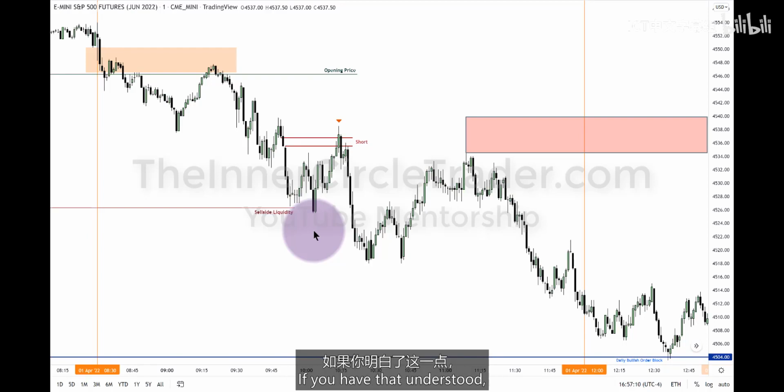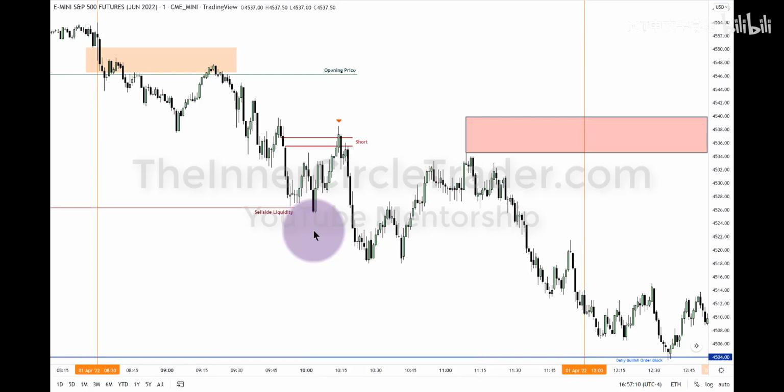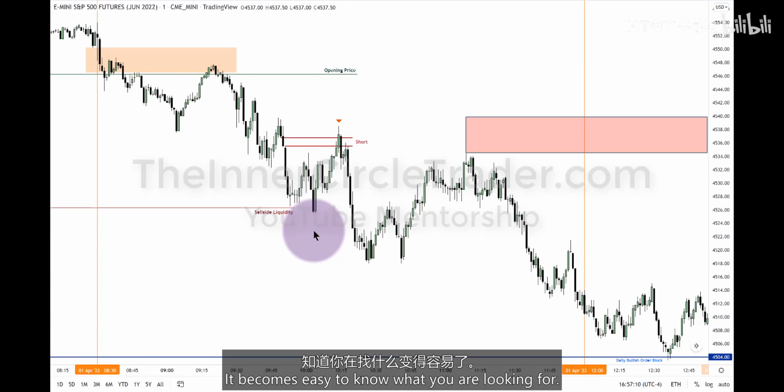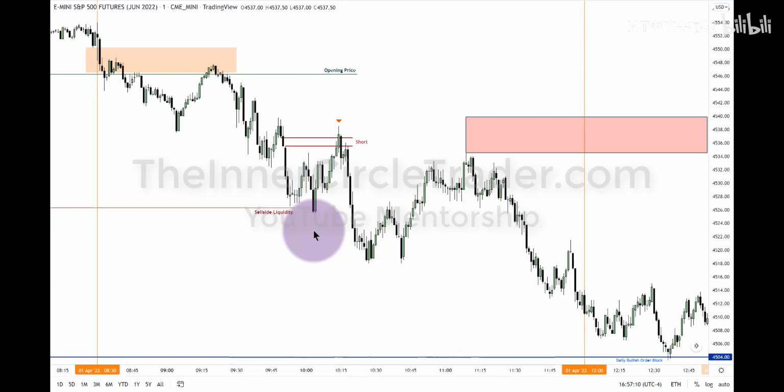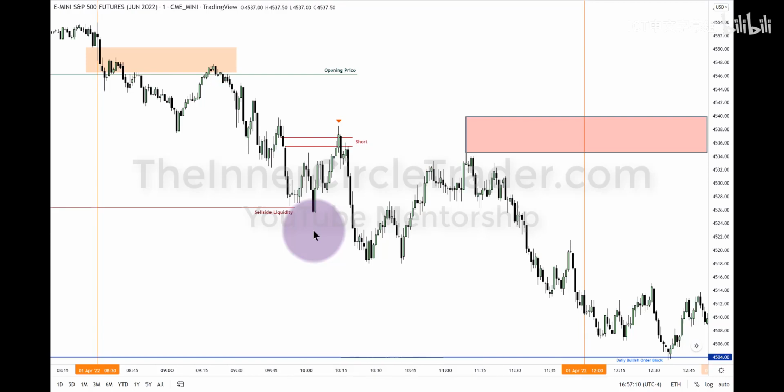Where is it likely to reach for? And if you have that understood, it becomes so easy to know what you're looking for. Notice what I said there? It becomes easy to know what you are looking for. I did not say it's so easy for you to make money. There's a strong contrast there, okay?